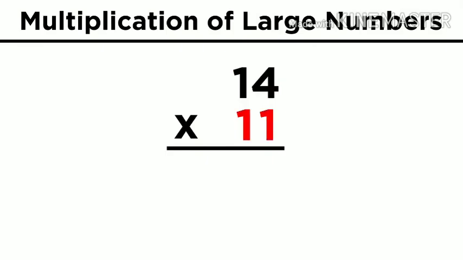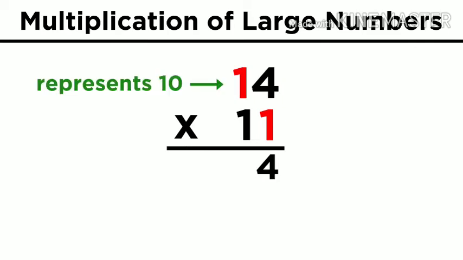14 over 11, with the places lined up, and we start by multiplying all the digits in the top number by the rightmost digit in the bottom number. 4 times 1 is 4, so we put a 4 in the units place. Then 1 times 1 is 1, but this 1 represents 10, so we get a 1 in the tens place.